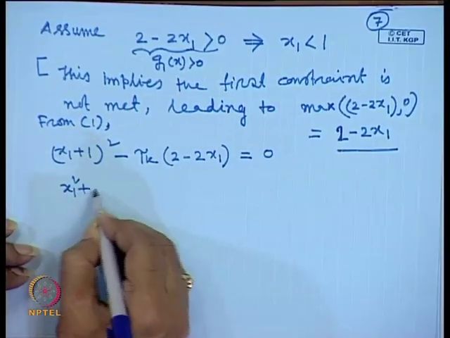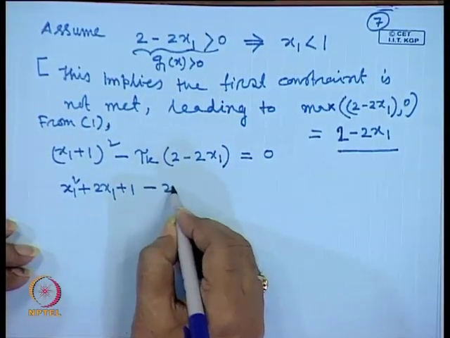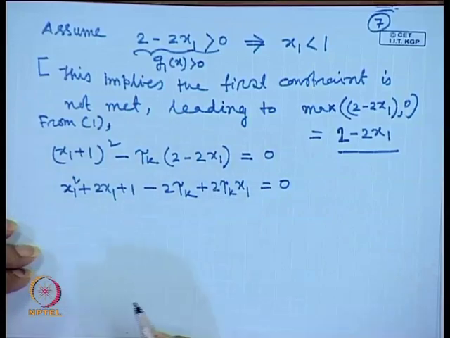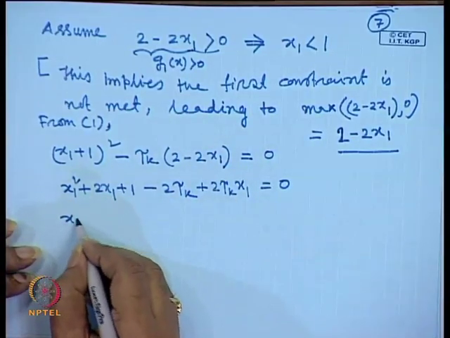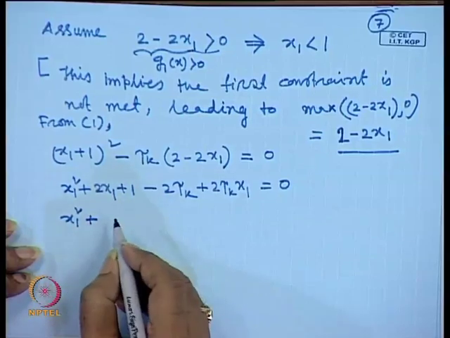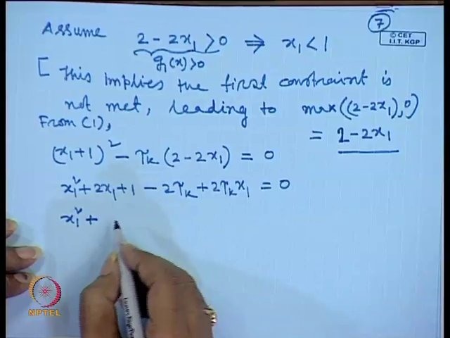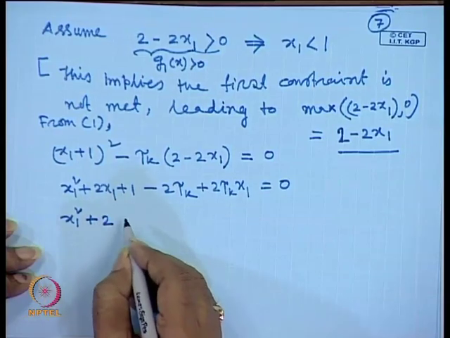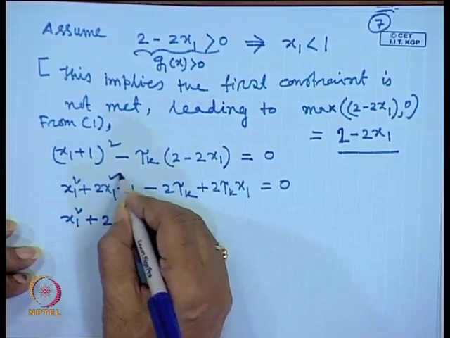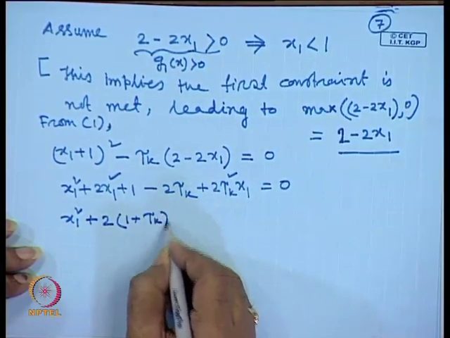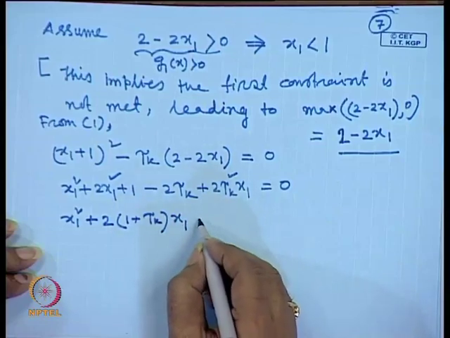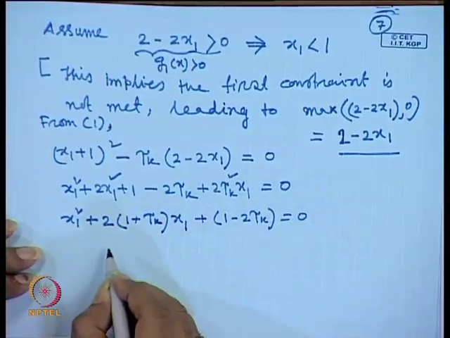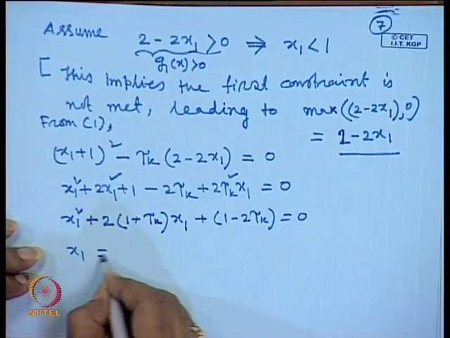So this is x1 square plus twice x1 plus 1 minus twice tau k plus 2 tau k x1 is equal to 0. Okay? So now you see x1 square plus, if you take the 2 common, then it will become 1 plus tau k, from this one and this one, times x1. Then what is the remaining part left? 1 minus 2 tau k is equal to 0. So I can express x1 in terms of tau k now.